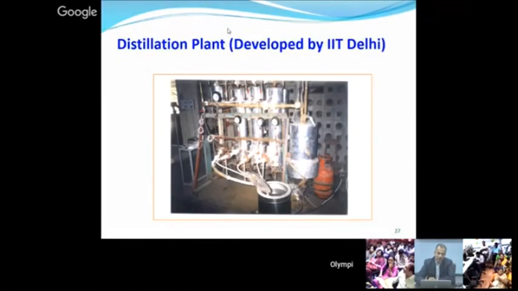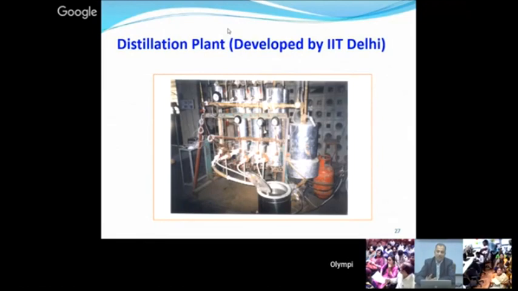The third problem is chemical contamination. What to do about it? For chemical contamination, we don't have any other solution. The only solution is distillation. Here you can see there is a multi-effect distillation unit installed by IIT Delhi, where the dirty or contaminated water is passed through this system again and again, and the whole of the water can be recycled.